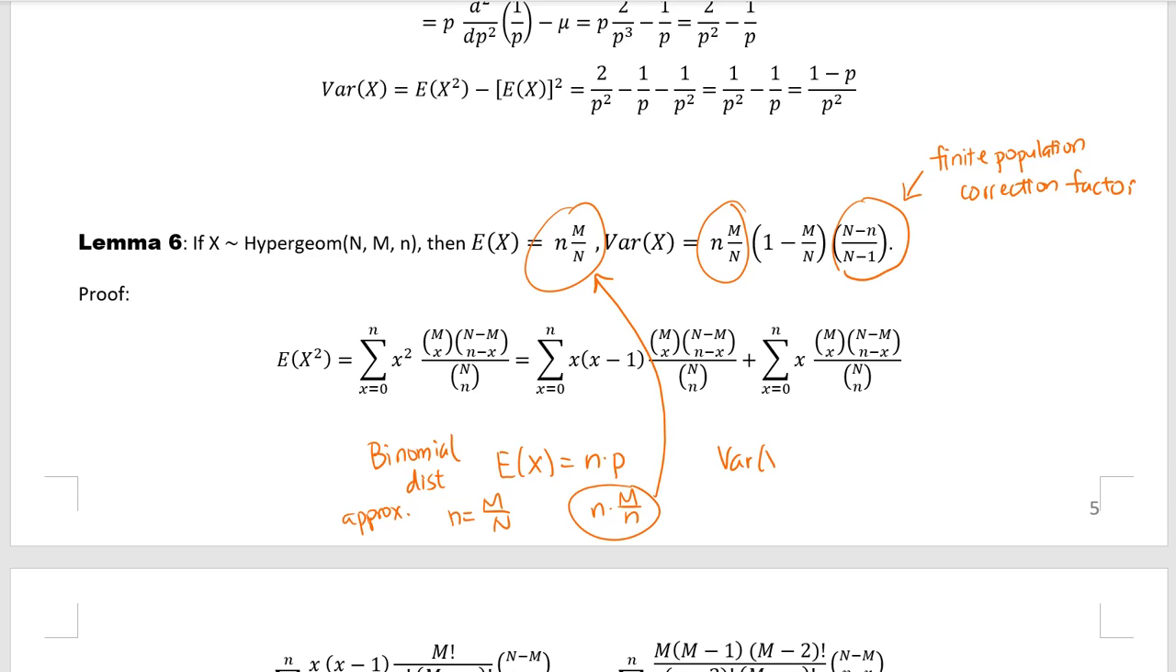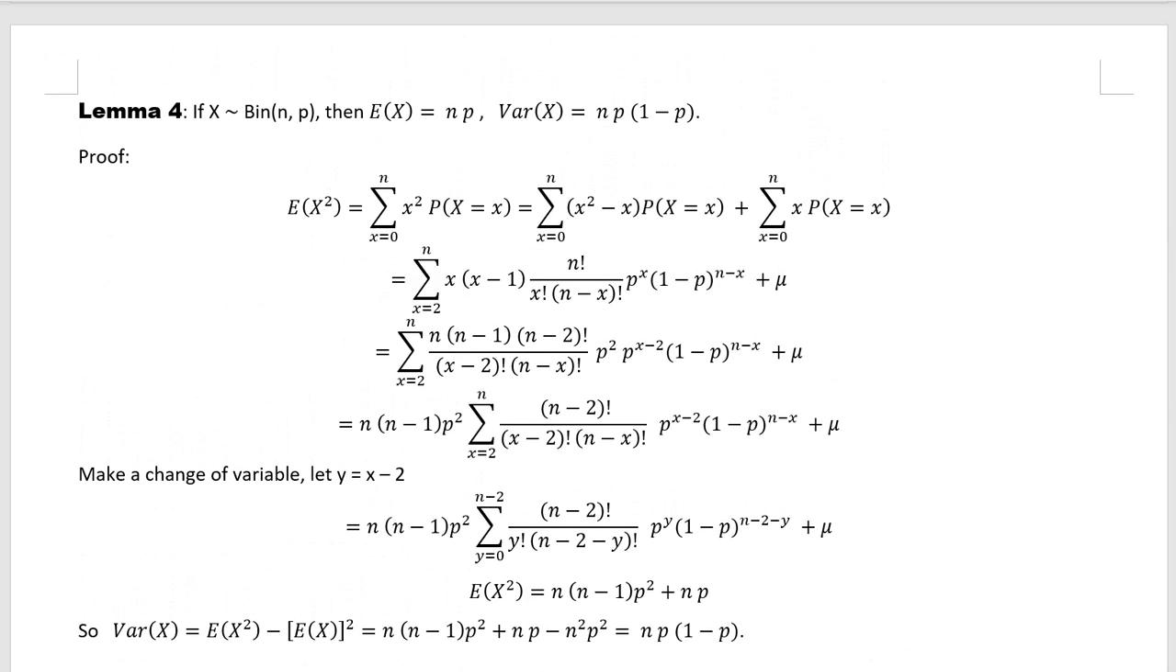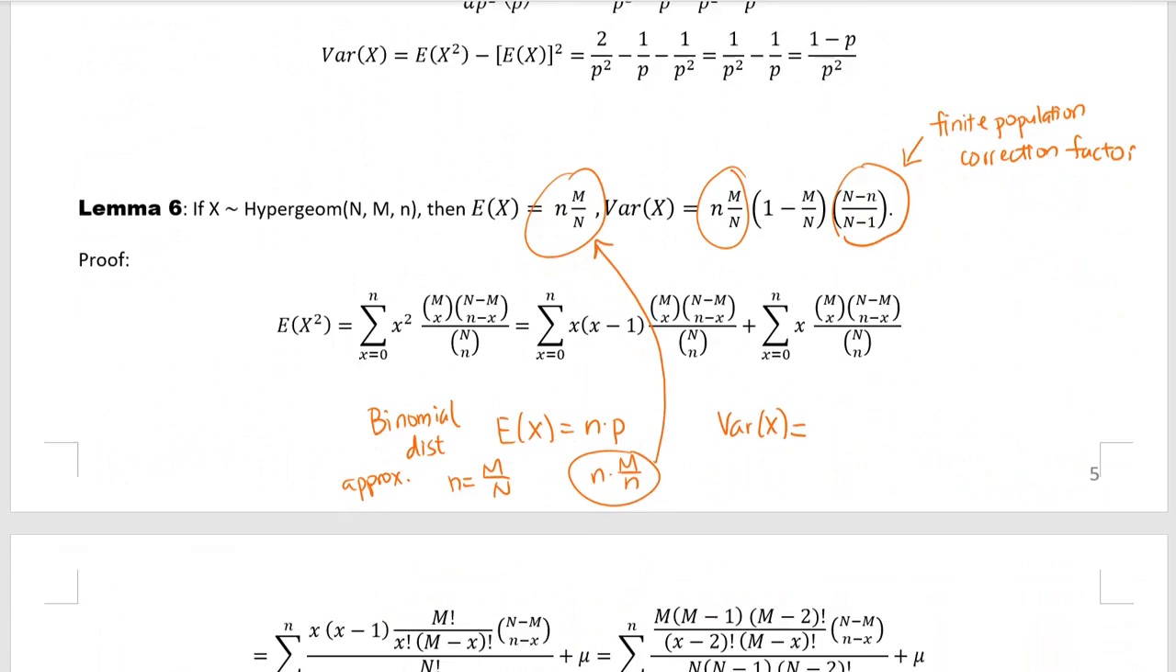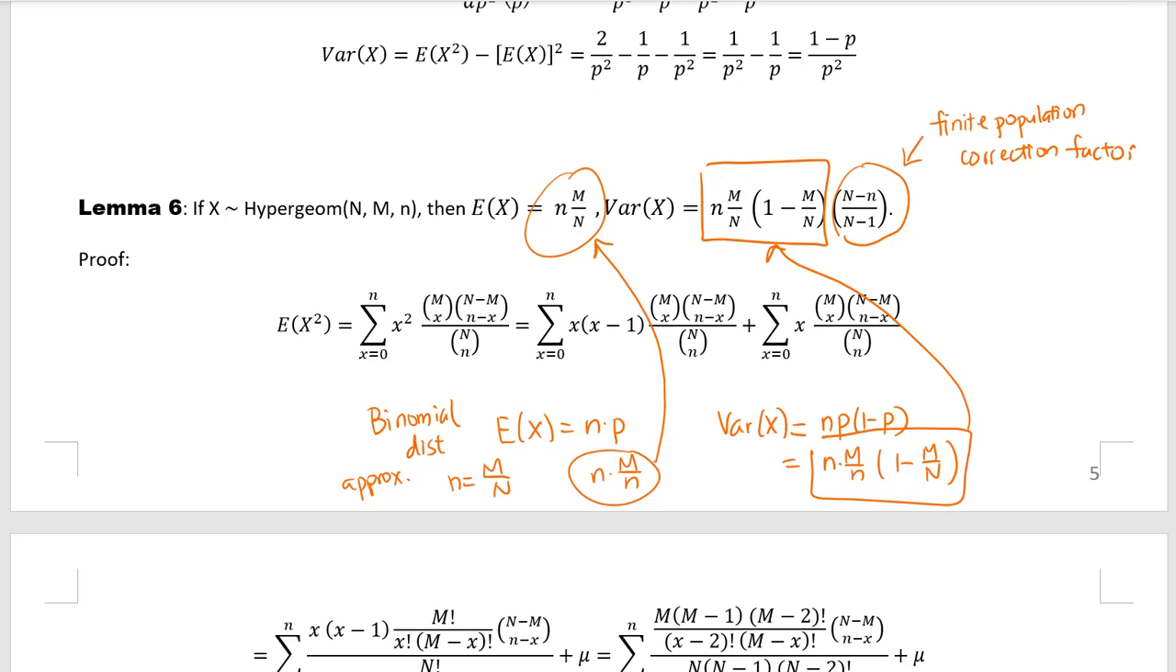And the variance of the binomial distribution is what? np times 1 minus p. See? Here. np times 1 minus p. So n times p is n times M over N, and 1 minus p is 1 minus M over N. And then you realize, well, this guy corresponds to this. But then, oops, sorry, we have an extra factor, which is N minus n over N minus 1. So this is the finite population correction factor. Okay, so that's why they're not exactly the same.